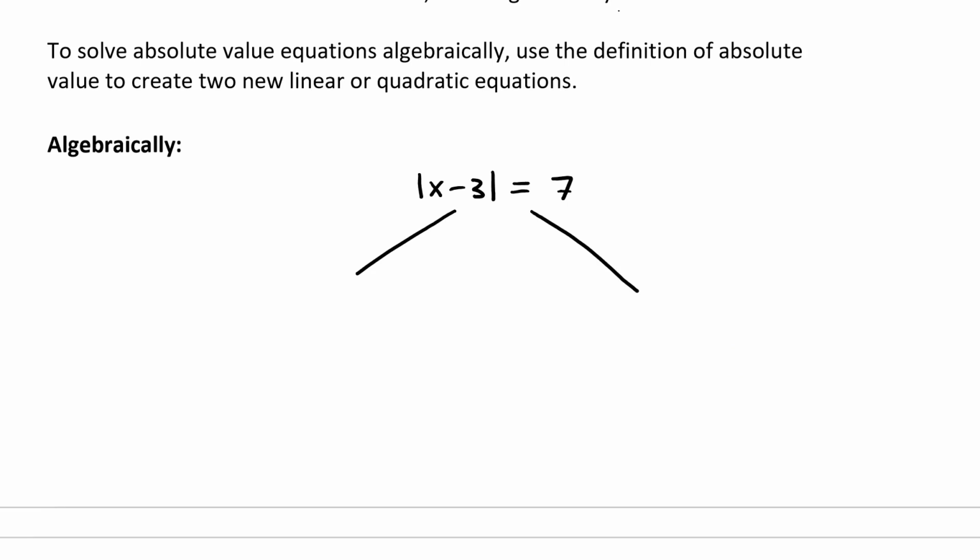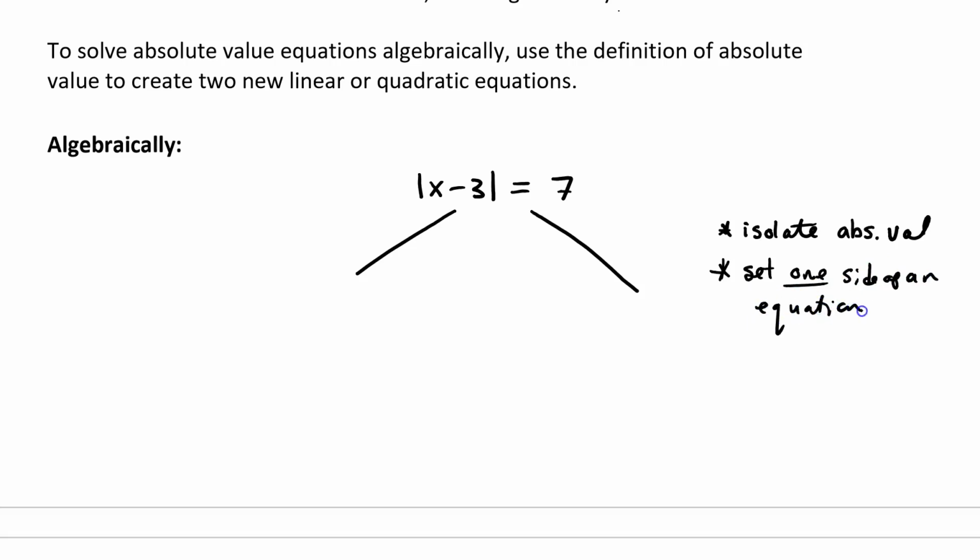So what I need to do is first isolate the absolute value. And then what I need to do is set one side of the equation. I need to make it negative.